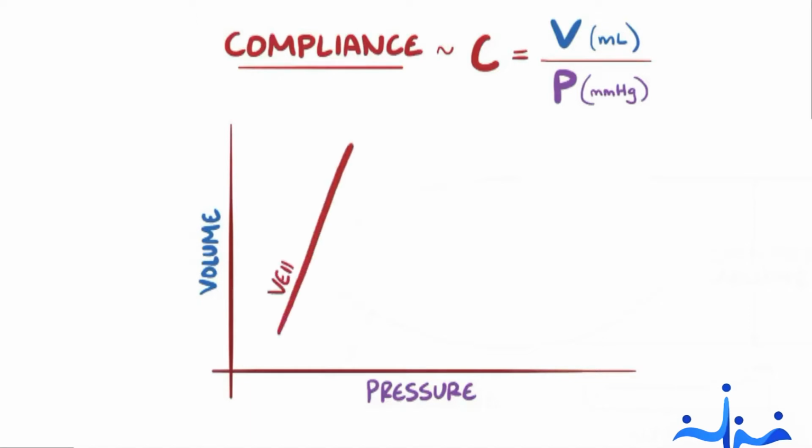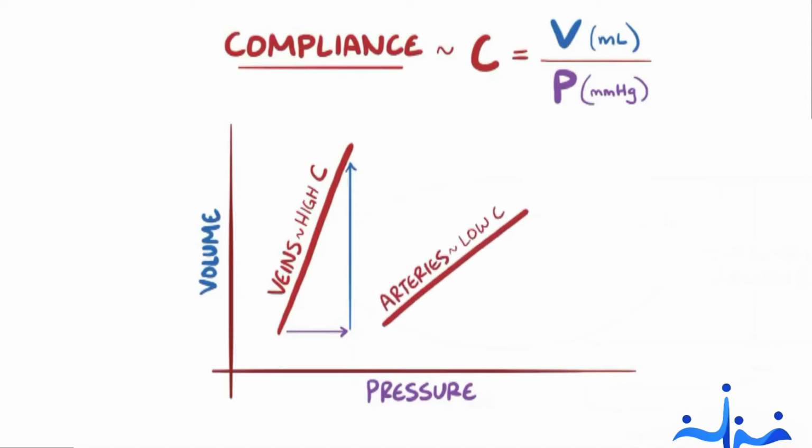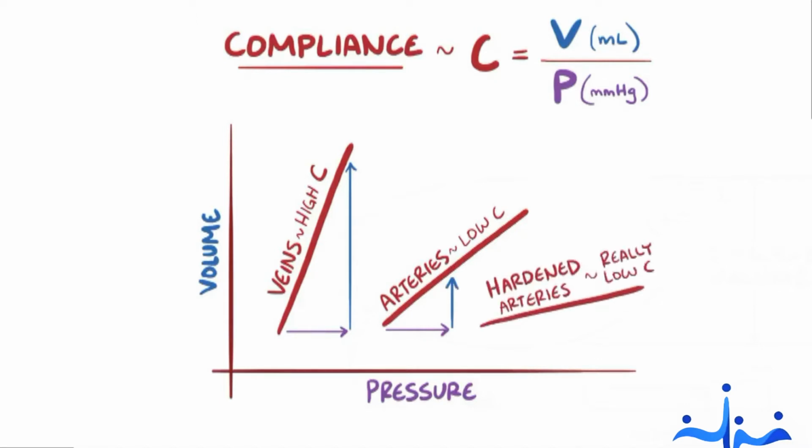So when we plot out volume as a function of pressure, the slope, or volume over pressure, is the compliance. If you plot for the veins, they have high compliance, meaning they're high volume, low pressure vessels. And even a small increase in pressure expands the volume a lot. The arteries, on the other hand, have low compliance and are low volume, high pressure vessels, meaning with the same amount of pressure, their volume doesn't expand as much. Furthermore, a hardened artery would be even less compliant and is kind of like a lead pipe. In other words, it takes an incredible amount of pressure to change the volume even a tiny bit.